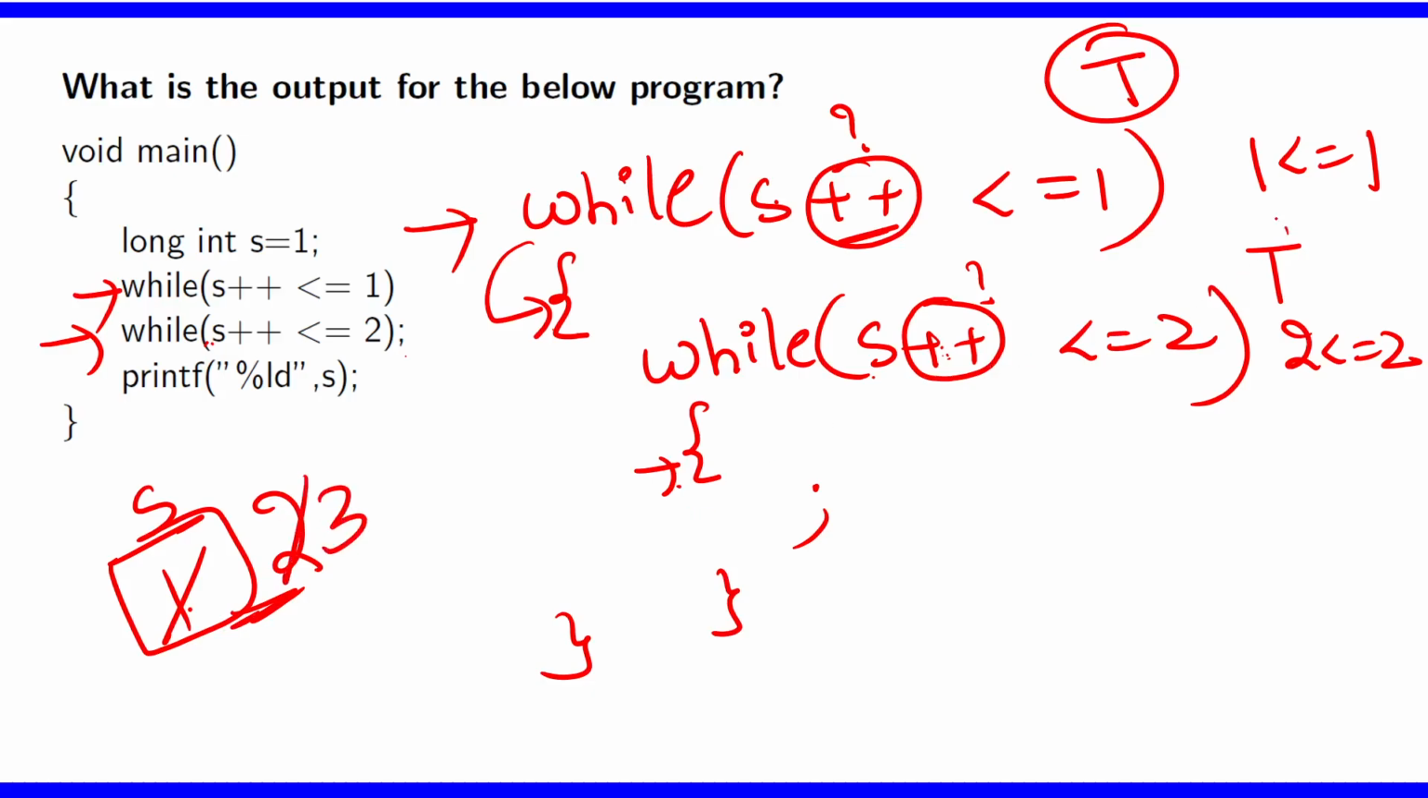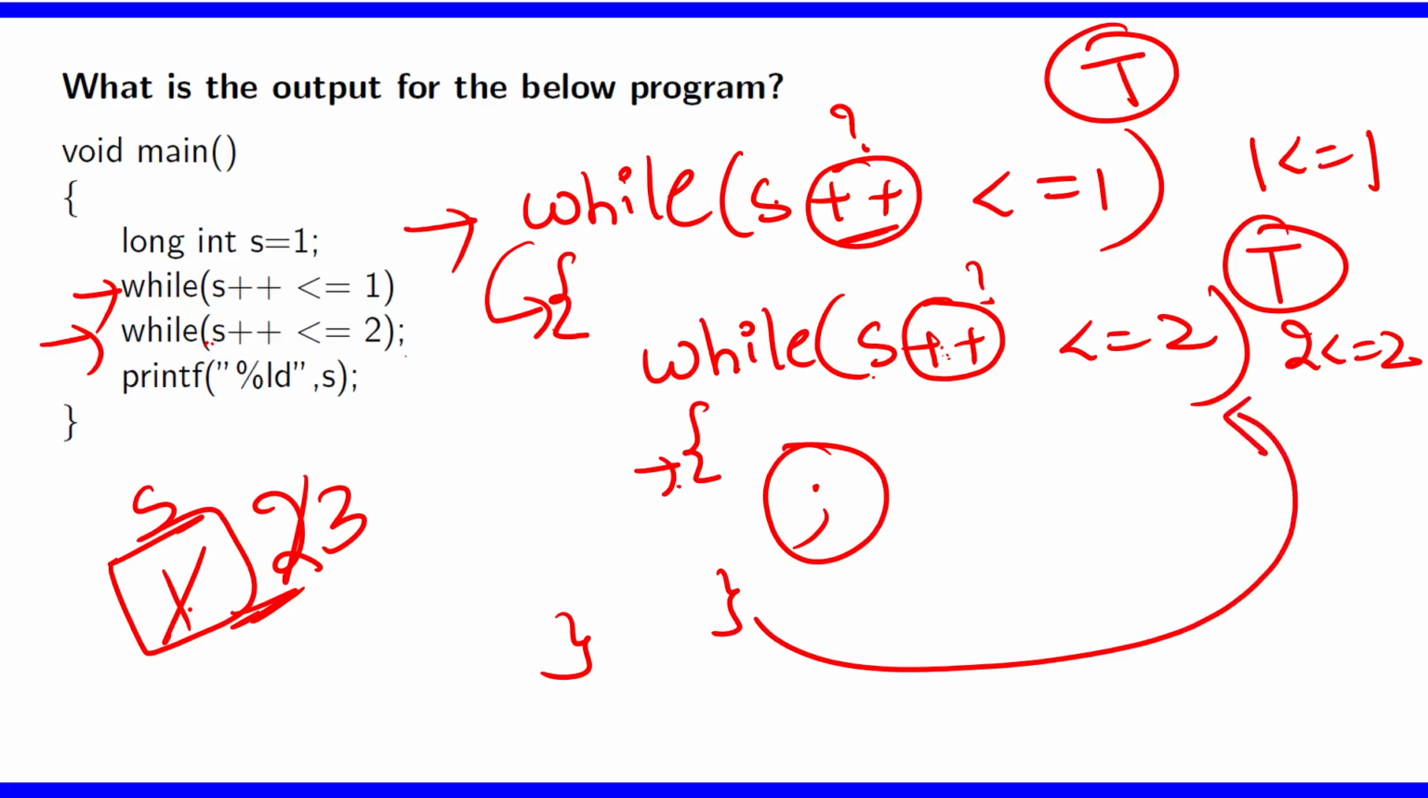Now, since this is true, I am entering the second while loop. Is there anything here? Nothing to be done. From here, the control will go to the while loop. What is the logic of a while loop? Keep repeating the statements until the condition is false. Okay. So, I came back here. Again, from here, I came back here.